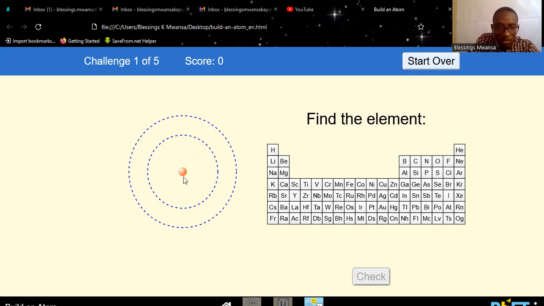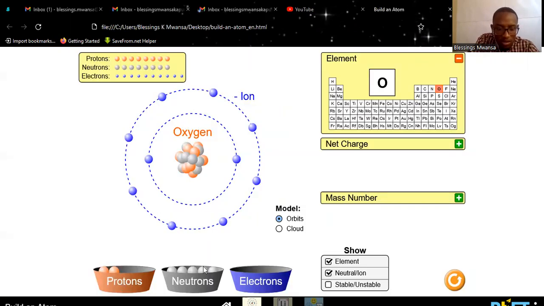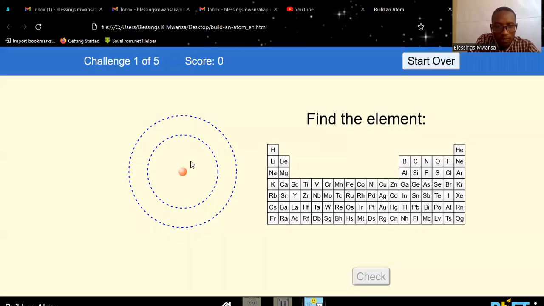this color from where we are coming from, it's representing protons. Let me just take you back. So this color is representing protons, master the color. Gray is representing neutrons, and blue is representing electrons. So when we go to the game, we say, when you have 1 proton, what do you have? So when you have 1 proton, what you have is hydrogen.